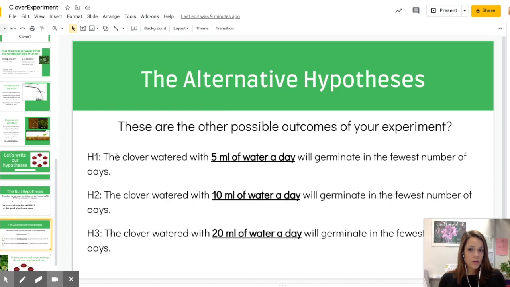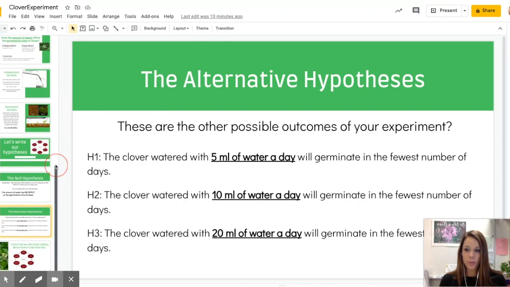For our H1, the clover watered with 5 milliliters of water a day will germinate in the fewest number of days, meaning it's going to be the fastest to sprout. H2 would be the clover watered with 10 milliliters of water will germinate in the fewest number of days, meaning the 10 milliliter one is the one that's going to sprout quickest. Or H3, the clover watered with 20 milliliters of water a day will germinate in the fewest number of days. So we might find that the more water the plant has, the quicker it's going to pop up through that soil. Those are our different hypotheses for this experiment.